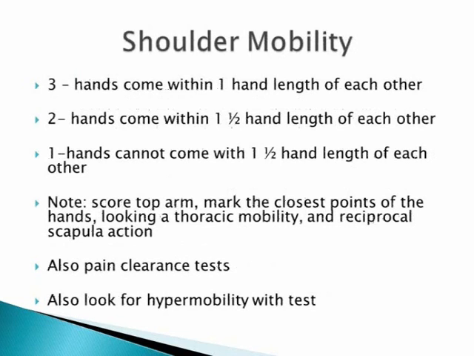Shoulder mobility. A 3 is hand comes within 1 hand length of each other. A 2, hands come in 1.5 hand length of each other. And a 1 means the hands cannot come in 1.5 length of each other. Again, note you're scoring the top arm, mark the closest points to the hands, but once again you're looking at a whole pattern here. You're looking at thoracic mobility and reciprocal scapular action.